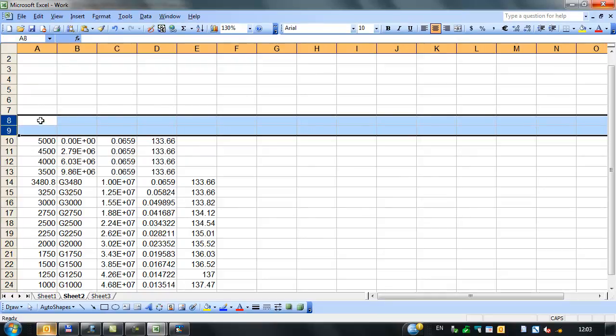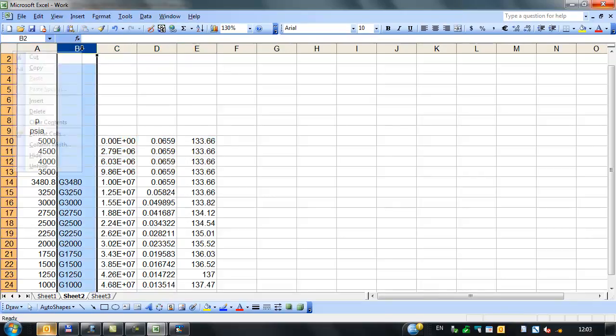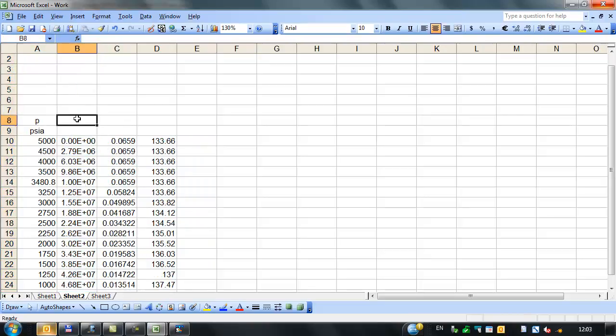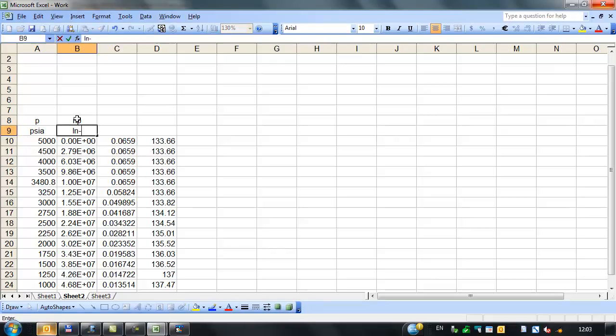Okay, we've got pressure, PSIA. Let's see this. This we don't need. This is moles produced, right? This is the mole fraction. We'll just call it the YSO. This is molecular weight, SO.